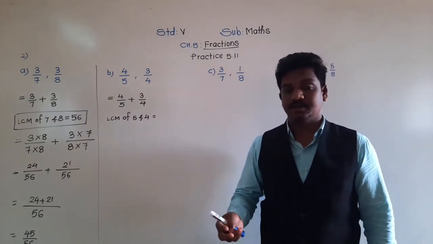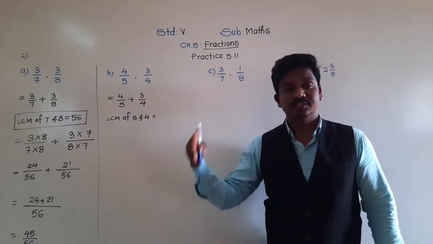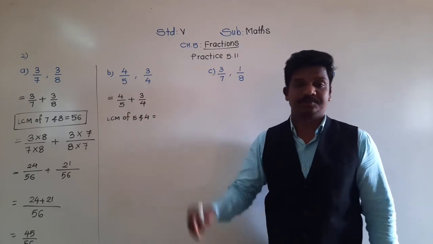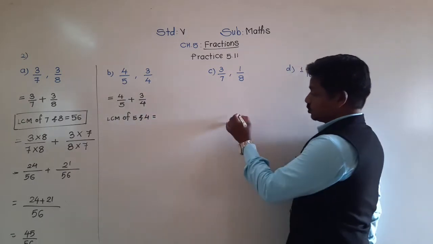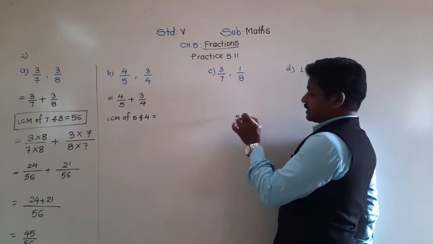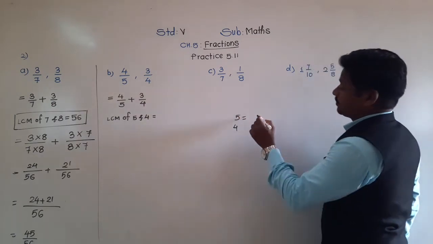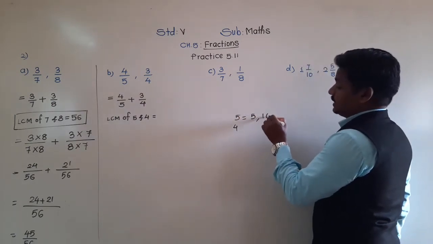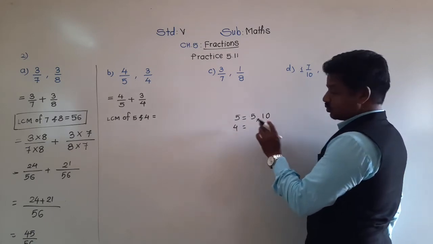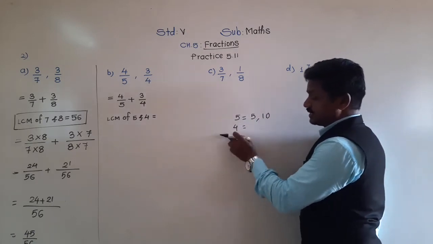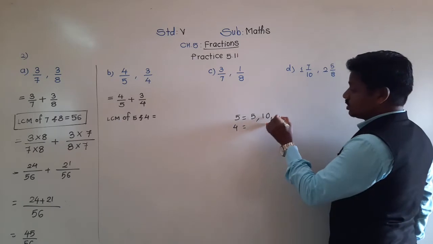Lowest common multiple means such a smallest number which is in table of 5 as well as 4. See here, two numbers are there, 5 and 4. Greater number is 5. Let's write table of 5. 5, 10. Is there 5 in table of 4? No. Then second 5 twos are 10. Is there 10 in table of 4? No. Then there is 15.